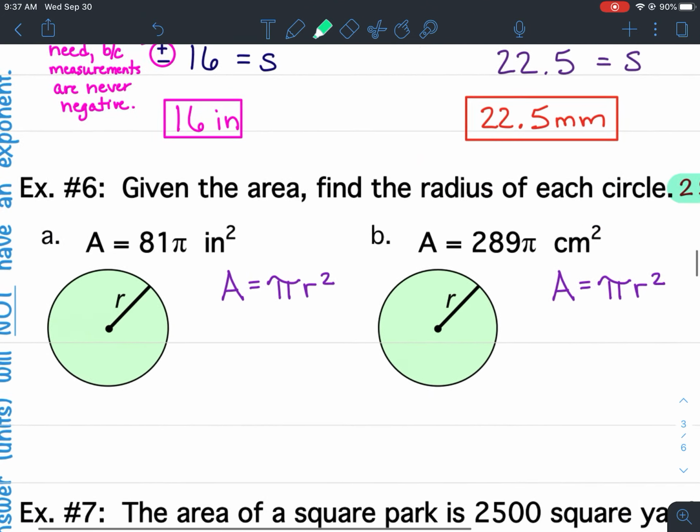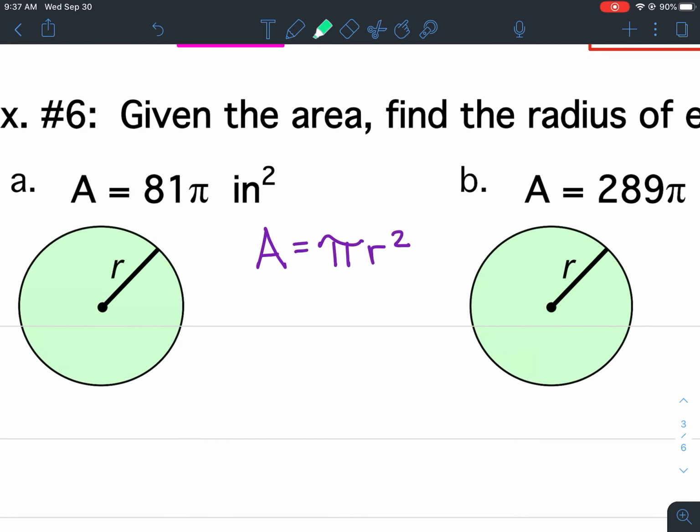Okay, let's look at A. It says that the area is 81 pi inches squared. Do not forget that pi. So that number is going to go in for the area. Not just 81, but 81 pi goes in for the area. So 81 pi equals pi r squared. They leave it in that form with the pi beside it, so it makes these problems easier. You'll just cancel out the pi.